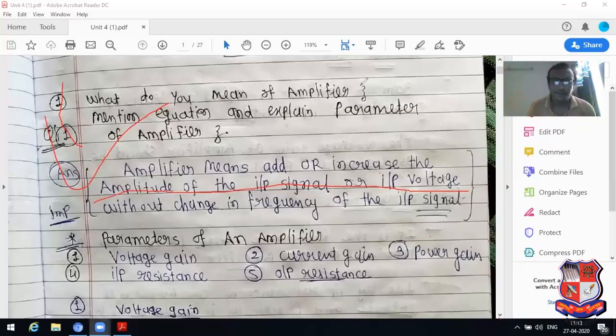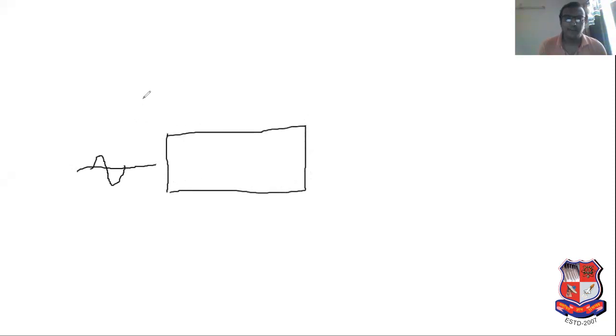Now, how is it possible? I have sketched it on the whiteboard. See this particular wave on my whiteboard. If this wave is applied to the amplifier, I have written the word amplifier inside here. It is known as amplifier. And what is the output of amplifier? Output of amplifier is like that.